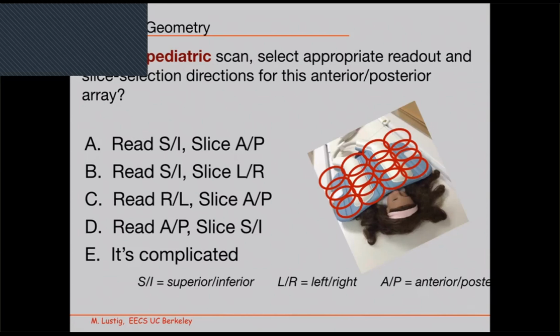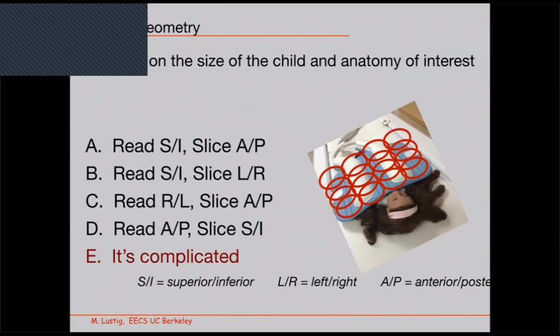Let me argue, because we're running out of time, that it's actually complicated. The reason it's complicated is that it really depends on the size of the child and the anatomy you're looking at. Because you could have this 32 channel coil. So this is 16 anterior and 16 posterior.